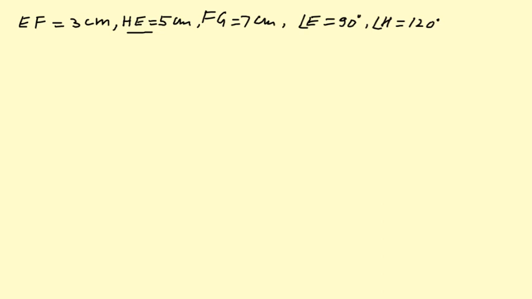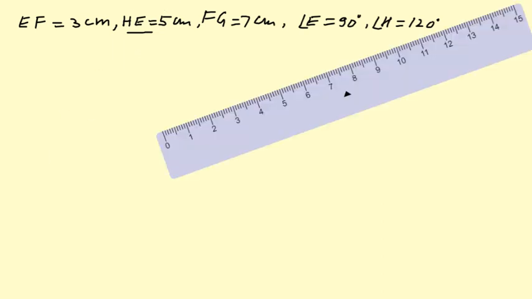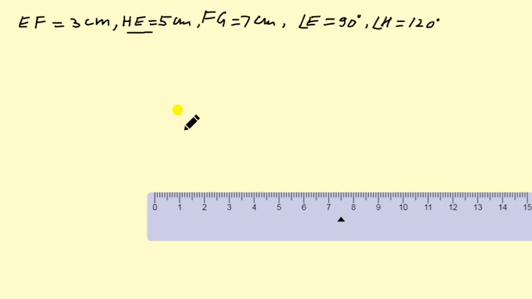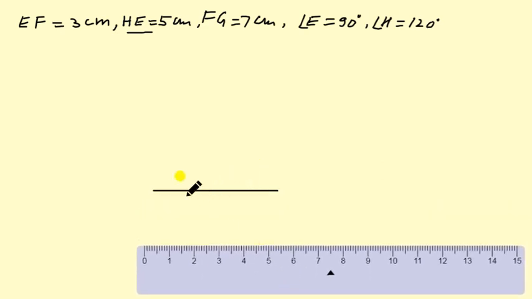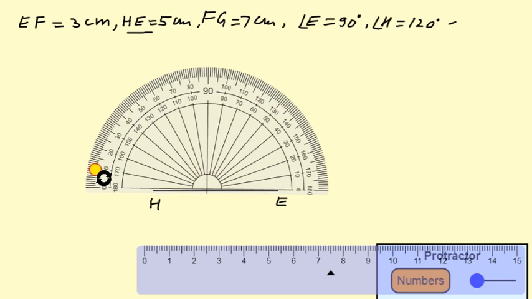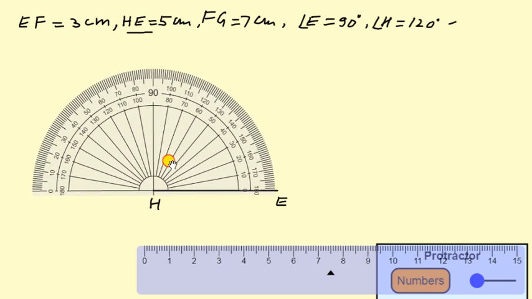First of all, draw a line HE of 5 centimeters. So you can write here HE 5 centimeters like this. Now remove your scale and write H and E. Now make an angle of 120 degrees at H with the help of a protractor. So you can put here 120 degrees.